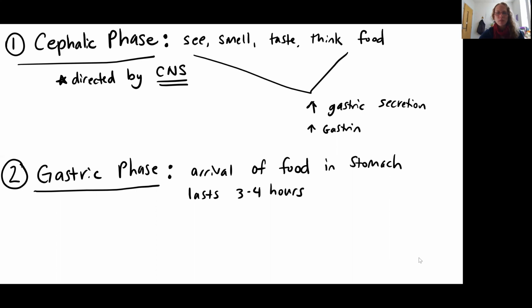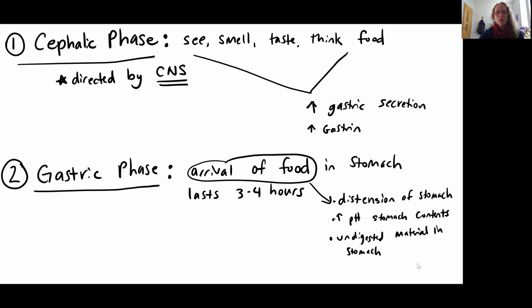The arrival of food in the stomach is going to stimulate the gastric phase because of 3 things. So the actual distension of the stomach is going to stretch receptors. The increase of pH from that bolus entering the stomach will signal chemoreceptors, and also the arrival of undigested food material into the stomach will also signal the gastric phase to begin. The gastric phase is coordinated by gastrin. So this is, again, continuation of the increase of the gastric secretions, hydrochloric acid, pepsin, and also motility, the churning, mixing, segmentation movement of the stomach.